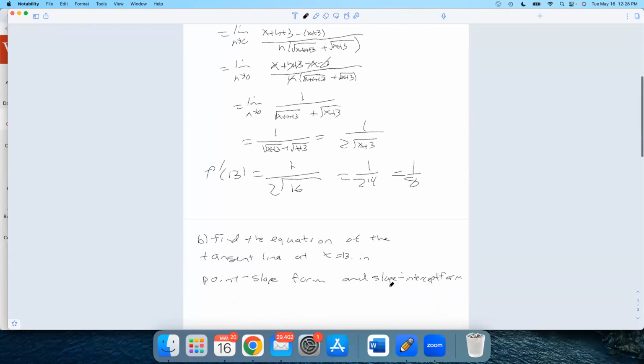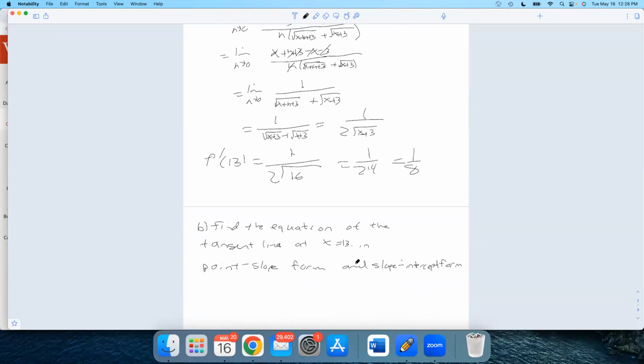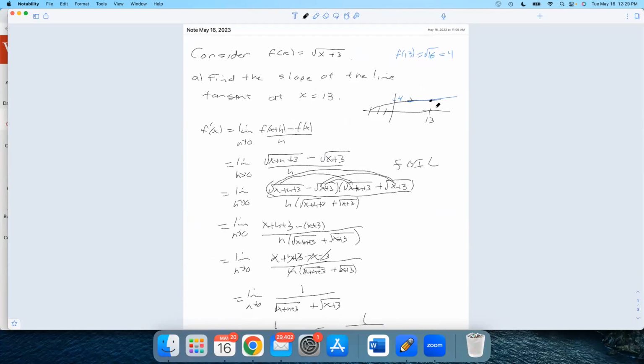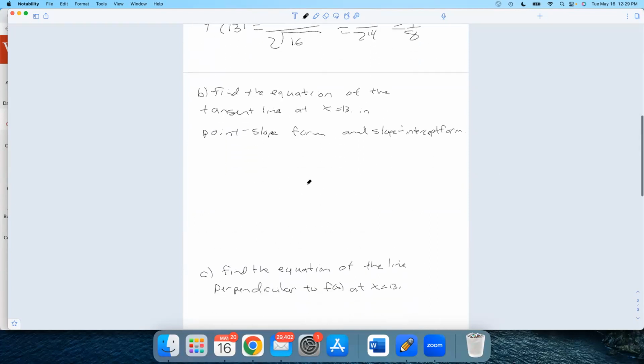Now I can find the equation of that tangent line. So remember, here's my actual point, (13, 4). So I've got this graph. I'm going to reproduce that graph right there. It has this point, (13, 4) right there. And I know the slope of this tangent line is 1/8. So I know a point on the tangent line itself, and I know the slope.